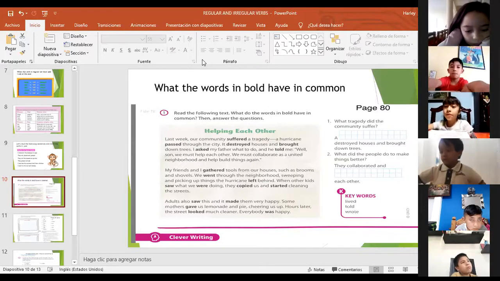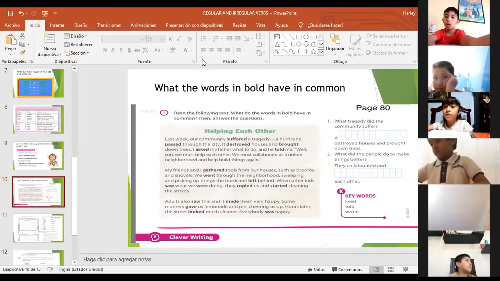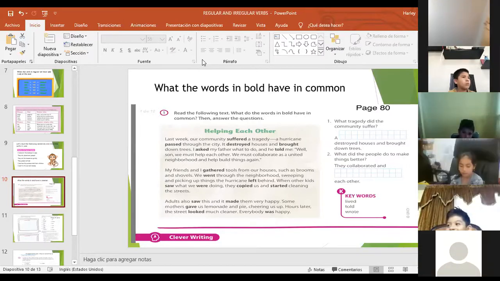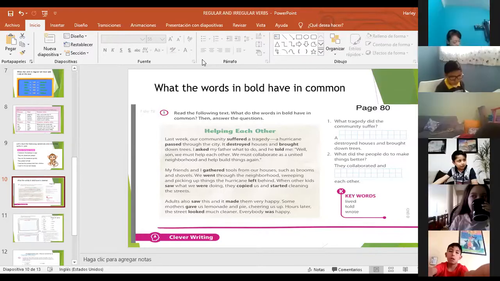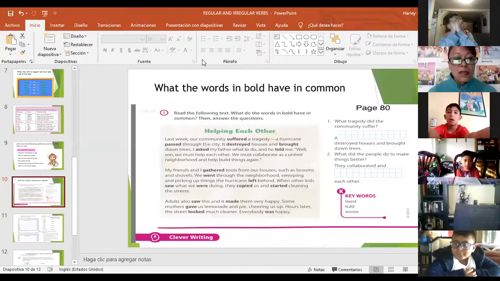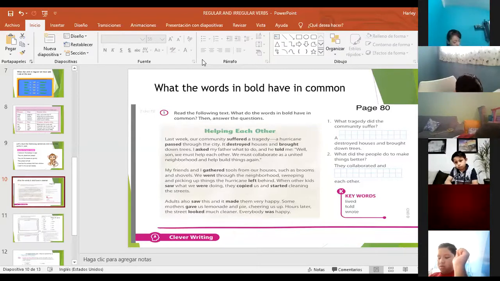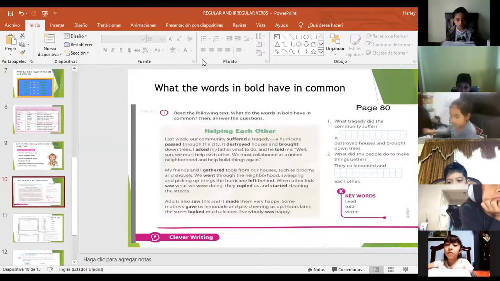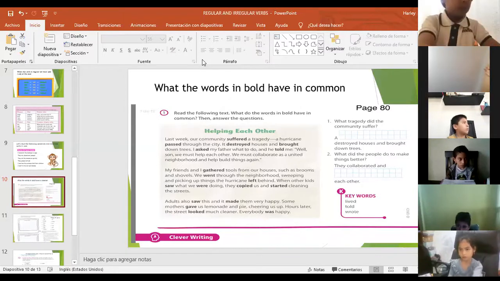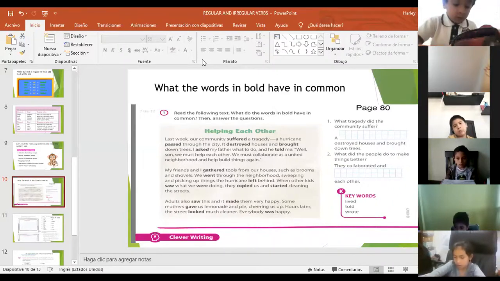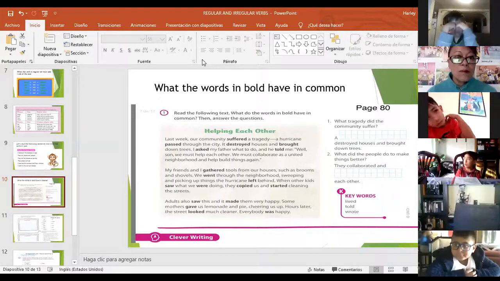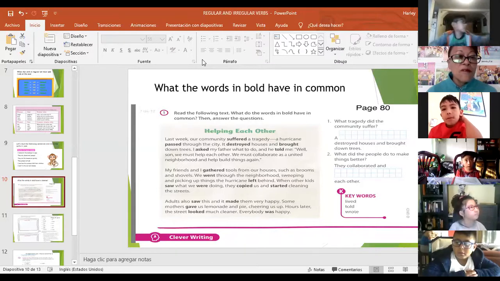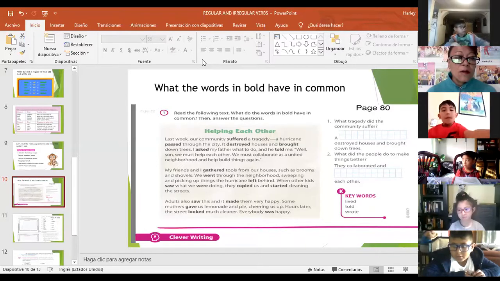What do the words in bold have in common? Alexis? Yeah? Tell me what the words involved have in common. No escuché más. Can you repeat? At page 80. ¿Qué son puros verbos? Your microphone. ¿Qué son verbos en pasado?